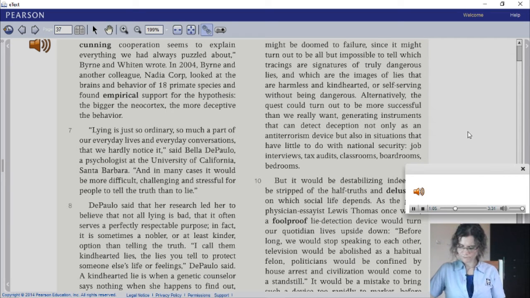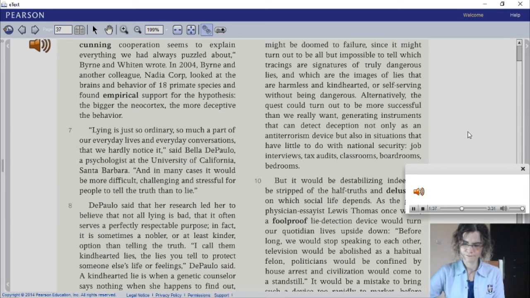A kind-hearted lie is when a genetic counselor says nothing when she happens to find out, during a straightforward test for birth defects, that a man could not have possibly fathered his wife's new baby. It's when a neighbor lies about hiding a Jewish family in Nazi-occupied Poland. It's when a doctor tells a terminally ill patient that the new chemotherapy might work. And it's when a mother tells her daughter that nothing bad will ever happen to her.